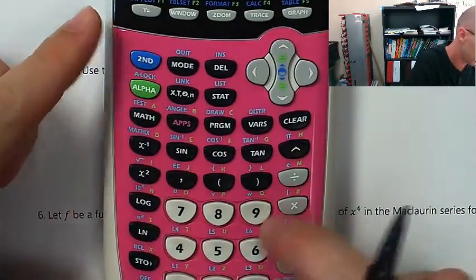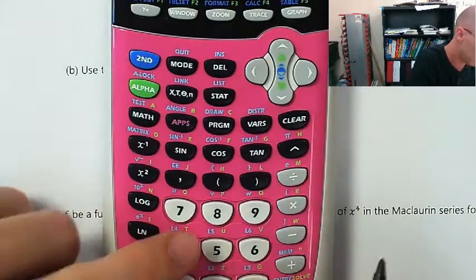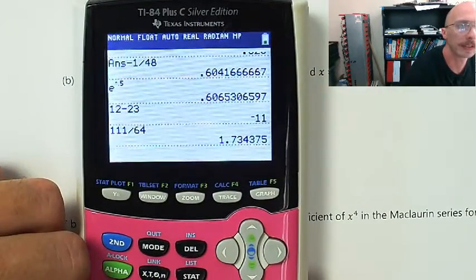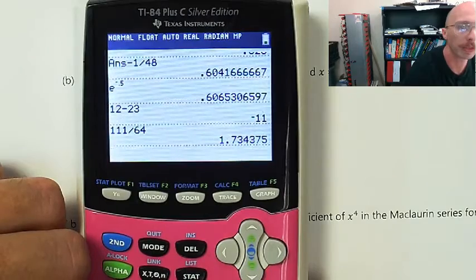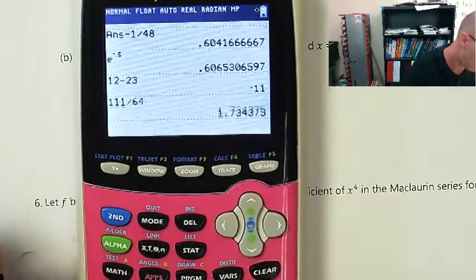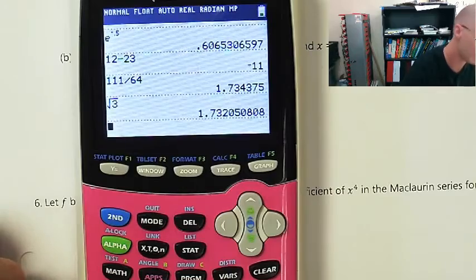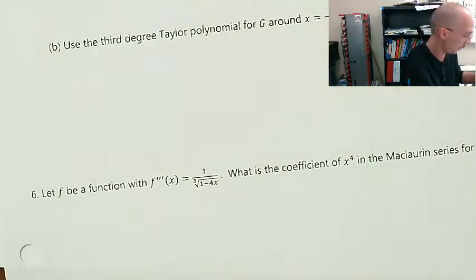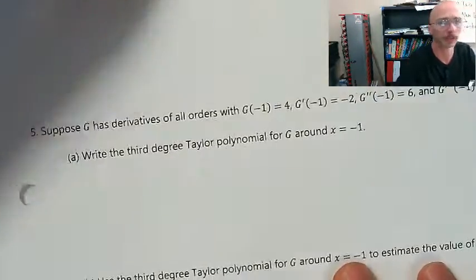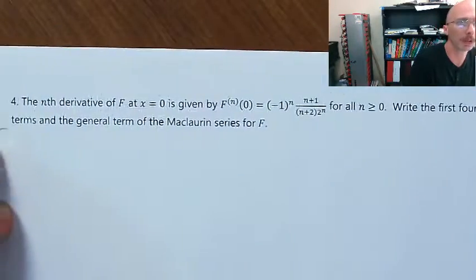Just for curiosity. All right. So I've got 1.734, and then if I took the square root of 3, I get 1.732. That's pretty nice for only using a second-degree polynomial, right? I find that surprising. That was a whole 1 away from the centering point, too. That was not even all that close.